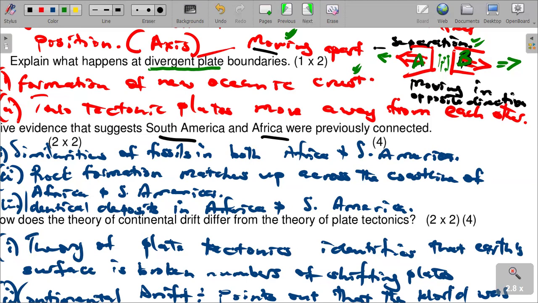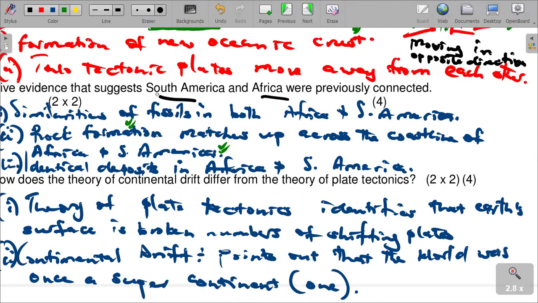We also have rock formations that match up across the coastlines of Africa and South America. The rocks formed there match up across the coastline. And then we also have identical deposits in Africa and America, which are deposits that we found there. That explains that these continents were once together, were once one thing.